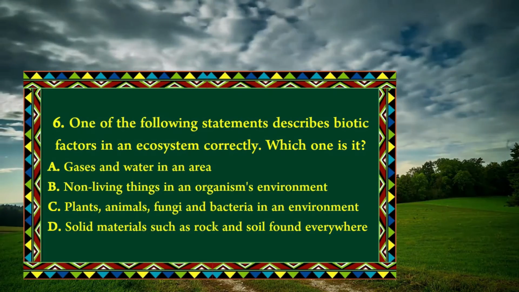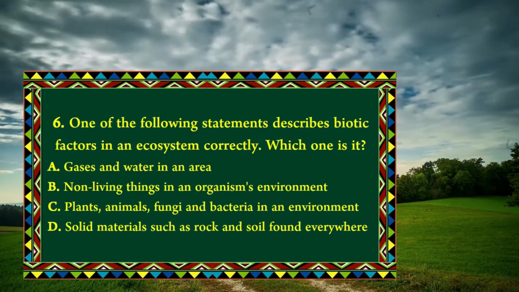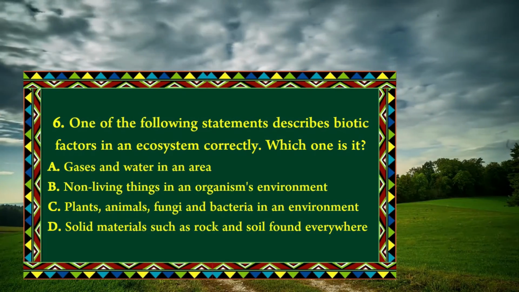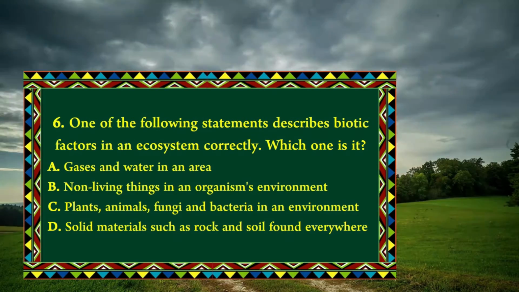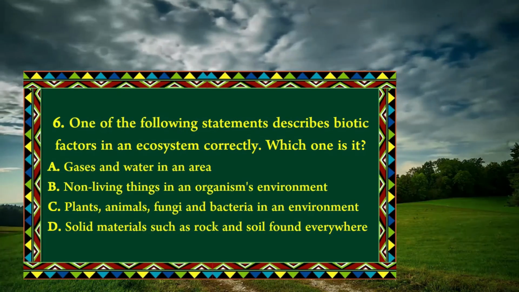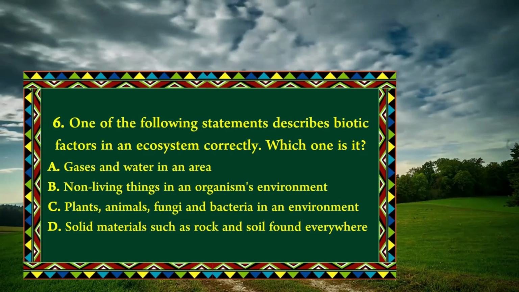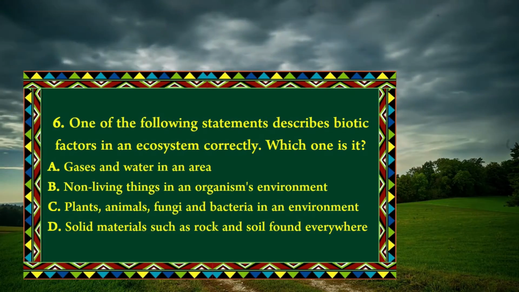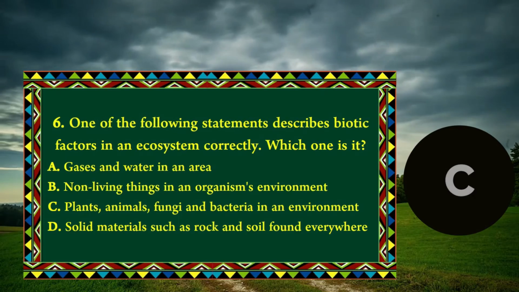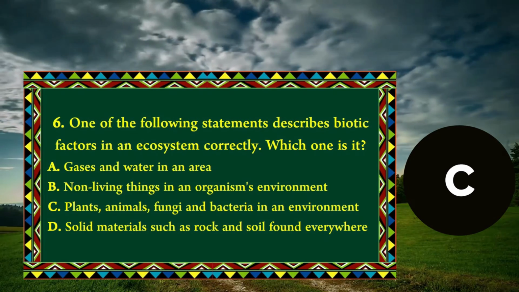Number 6. One of the following statements describes biotic factors in an ecosystem correctly. Which one is it? A. Gases and water in an area. B. Non-living things in an organism's environment. C. Plants, animals, fungi, and bacteria in an environment. D. Solid materials such as rock and soil found everywhere. What is your answer? Excellent! The answer is letter C, plants, animals, fungi, and bacteria in an environment.